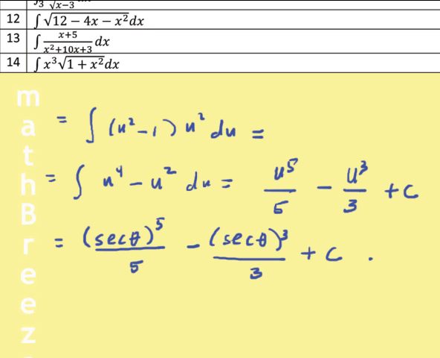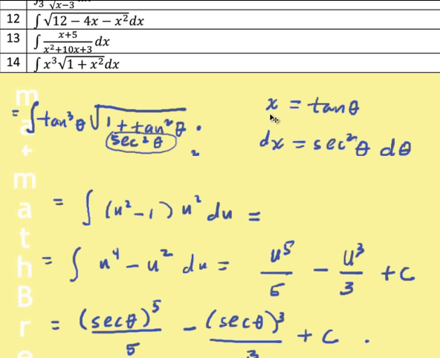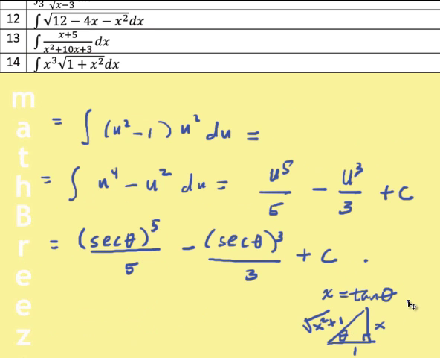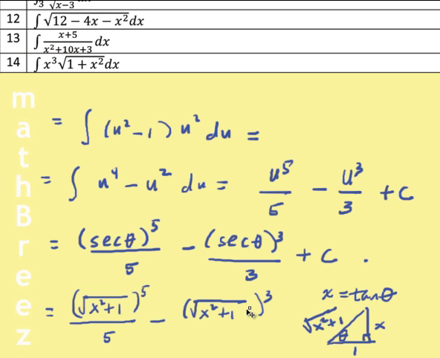And now we want to convert back to x, so let's remember our original substitution. Okay, here's the original substitution, x equal tan theta. Okay, so I drew the little triangle, x equal tan theta. Opposite over adjacent is tan theta, and here's the hypotenuse, and we want secant. Secant is 1 over cosine, so it's going to be hypotenuse over adjacent. So secant is square root x squared plus 1, so let's just substitute that in. And there's our solution.